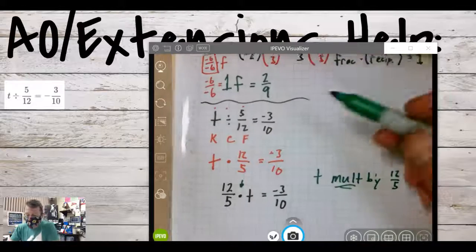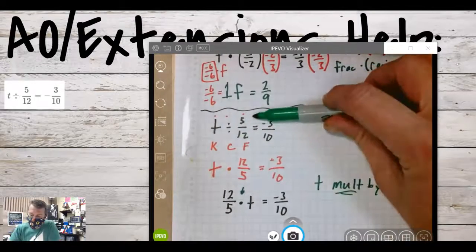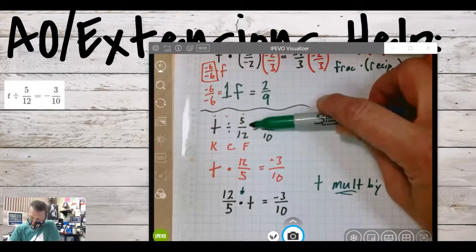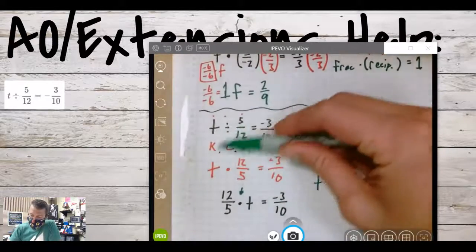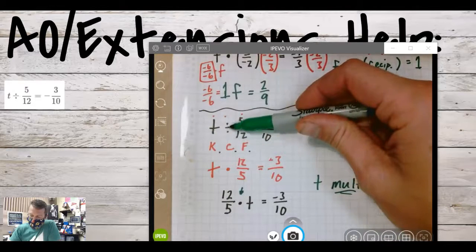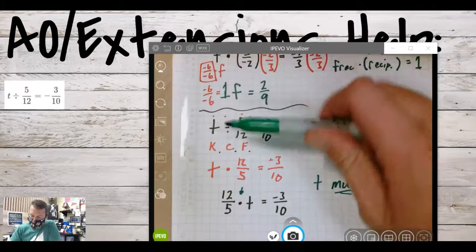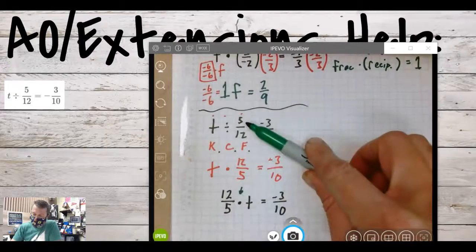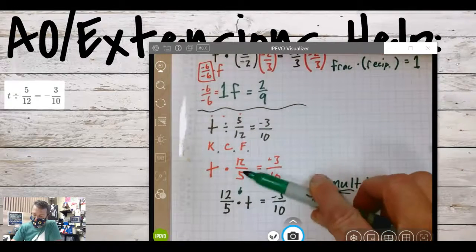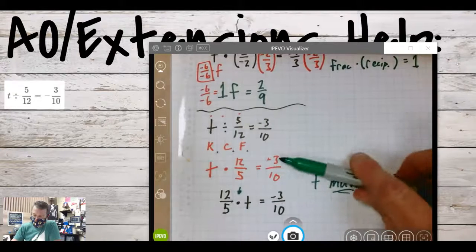All right, so we're solving another one of these tough problems that has a variable divided by a fraction. The first thing we did was our KCF process of keep, change, flip, because we don't like division by a fraction. So instead of dividing by the fraction, we change division to multiplication. We flip the fraction to get its reciprocal. The right side stays the same.